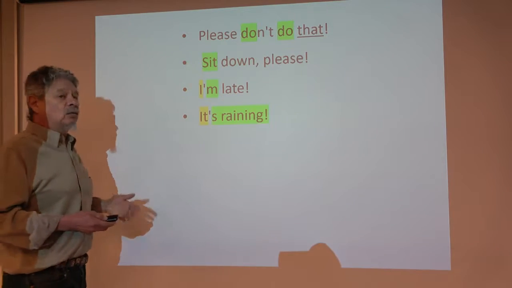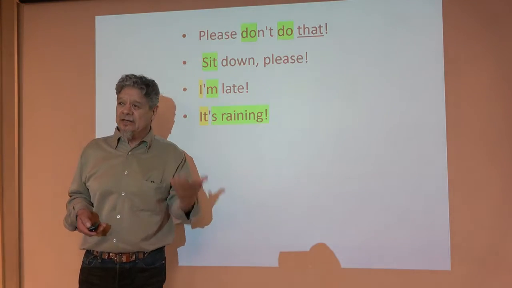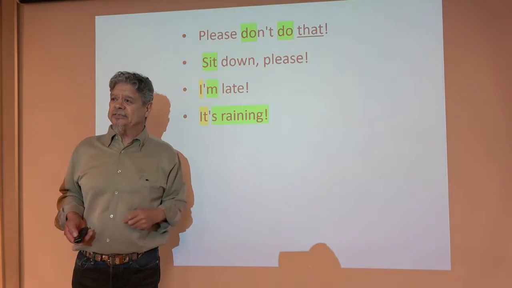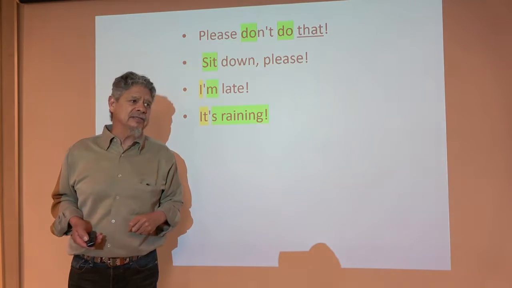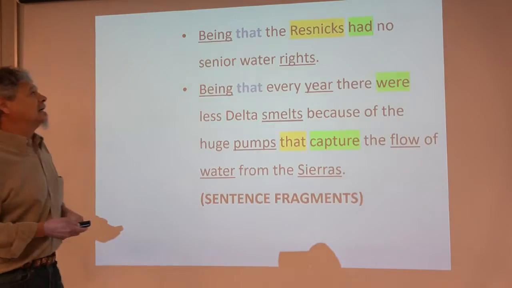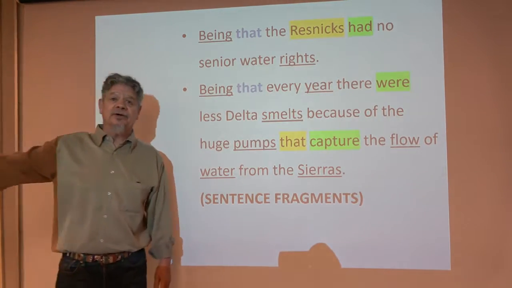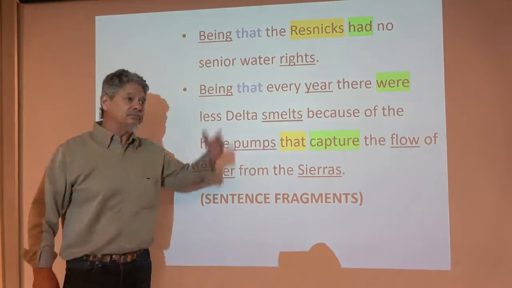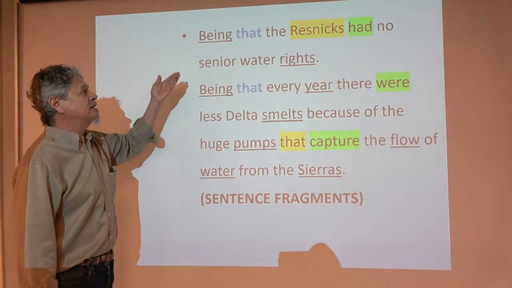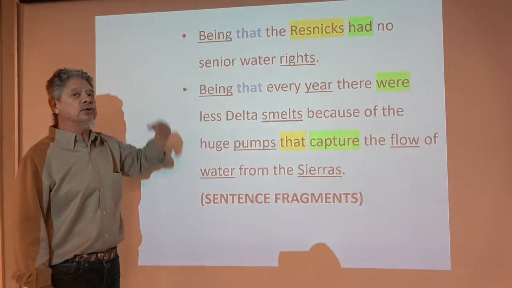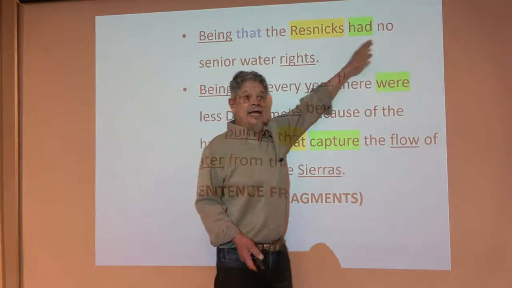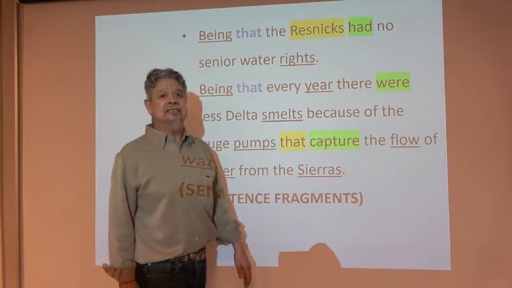Okay, so now this is the principal point I want to tell you about the periods. And that's when you write a group of words that should not have a period, because it's not a complete sentence. And so, from the papers that I'm returning today, I thought I would pick some and put them here. And so you see the first one. Being that the Resnicks had no senior water rights. Now, it looks like a complete sentence because it has a subject and it has a verb. But it's not a complete sentence.